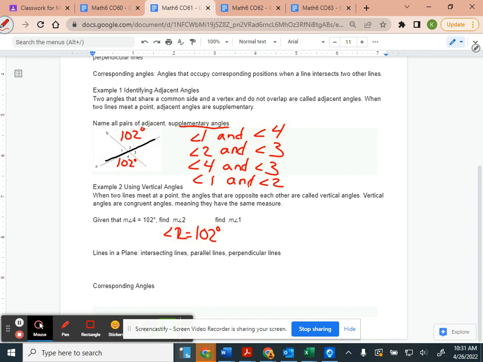180 minus 102, so what is that? Oh, Will. 78 degrees, so angle 1 equals 78 degrees, because like Zoe said, we did that straight angle line of 180 minus angle 2, which was 102, and we got 78. So we're using the information that we used yesterday to help us answer some of our questions.